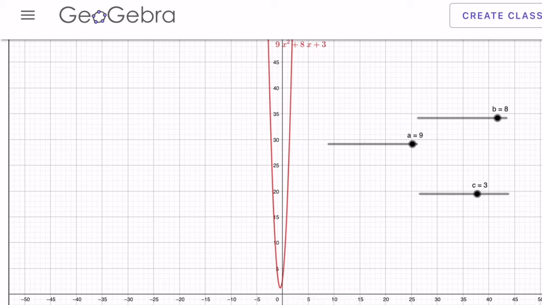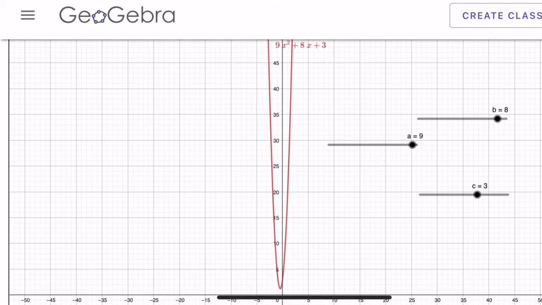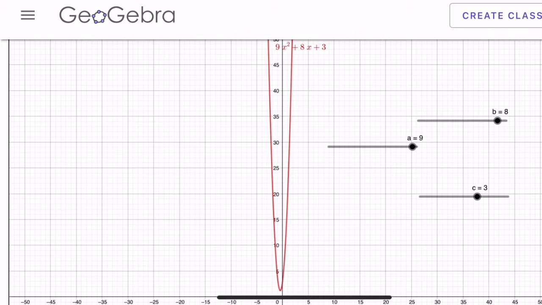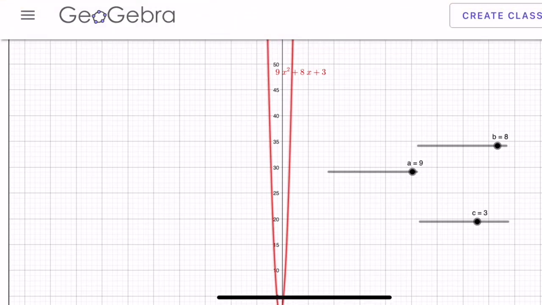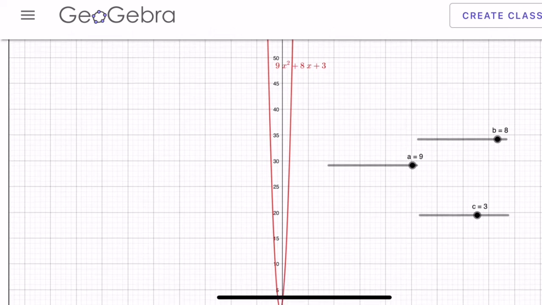Everyone, today I'm going to analyze the effect of changes of a, b, c towards the shape and position of the graph of the quadratic function. As you can see, the quadratic function we have now has a equal to 9. Can you see that? Let me enlarge it. Okay, can you see? So this is the graph that we are going to observe when I change a, b, c.